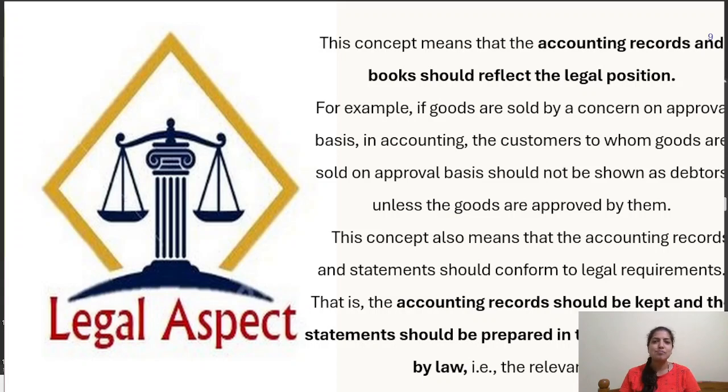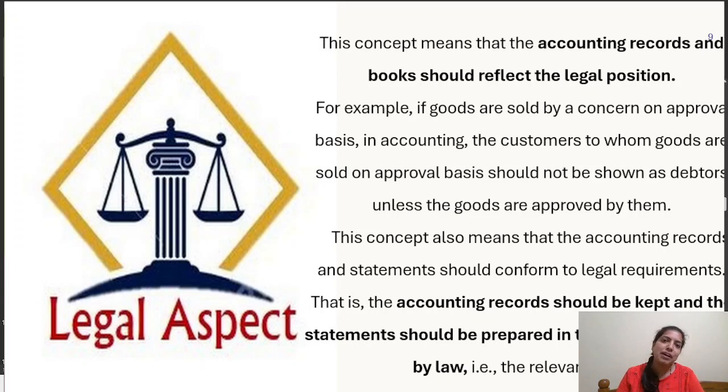Legal aspect concept means that all the accounting records and the books of accounts should be maintained as per the legal requirements of the company. Let me give an example. If you have sold any goods to an XYZ party and without his approval you have shown him as the debtor of the company, then it will not suffice.